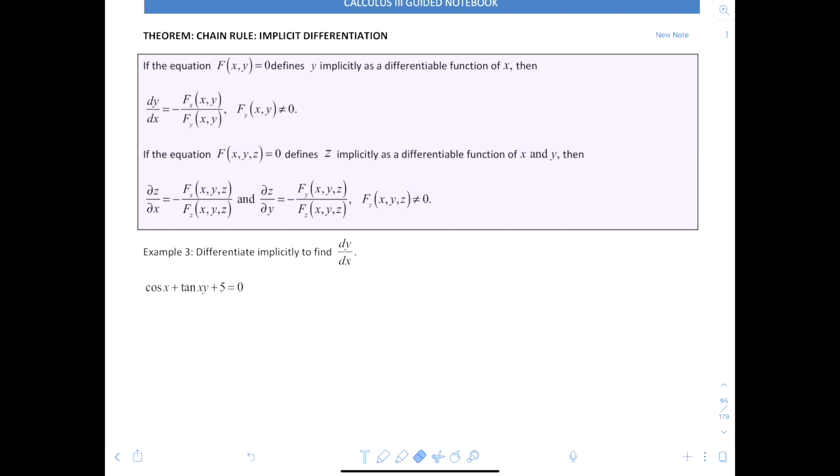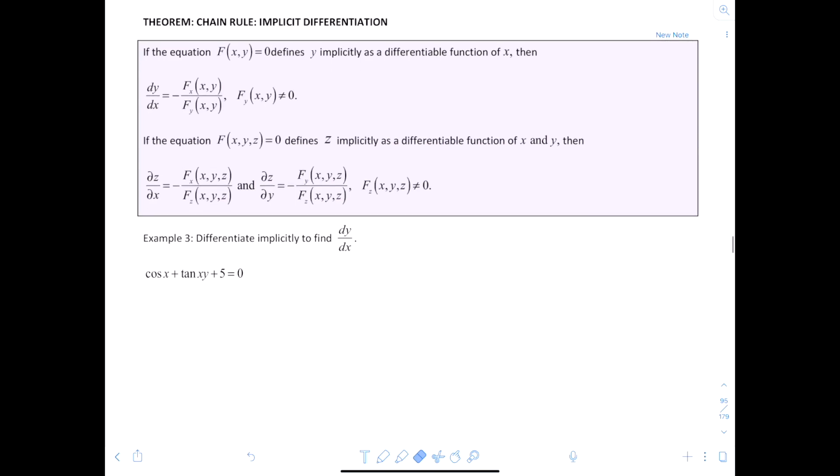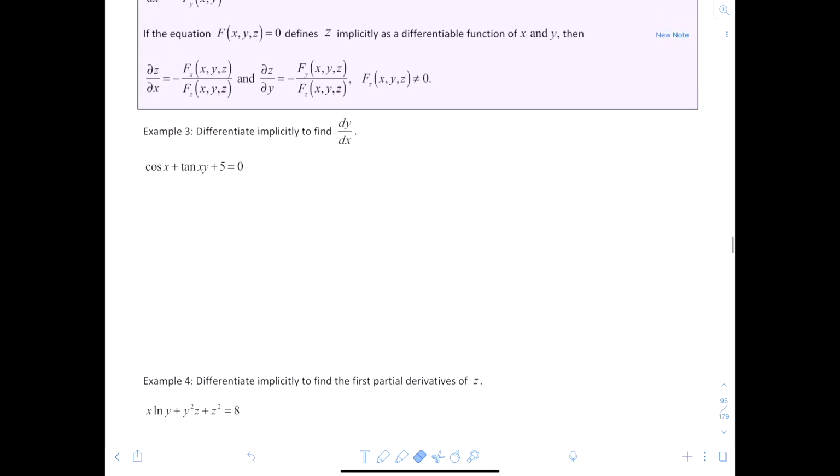And the first partial of z with respect to y, so actually it was the first partial of z with respect to x was the first one. First partial of z with respect to y would be negative Fy(x, y, z) over Fz(x, y, z), as long as, of course, Fz(x, y, z) is not equal to 0. So let's check it out. We'll do a fun one that's got lots of trig.